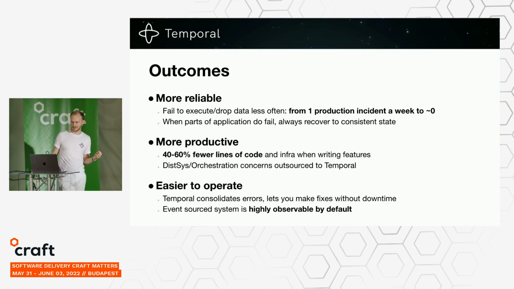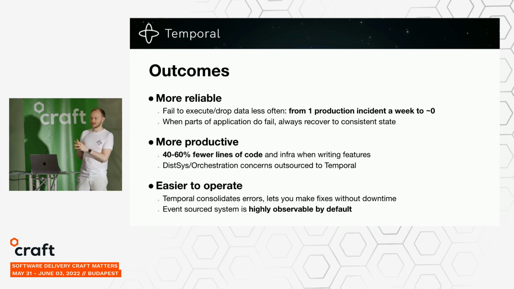We already talked about going from choreography to orchestration. And some outcomes that we've heard from users are dropping data less often, from one production incident a week to zero. When parts of the application do fail, they always recover to a consistent state. That's a guarantee that the cluster provides: any part of it can go down, and once you bring it back up, it will be in a consistent state.